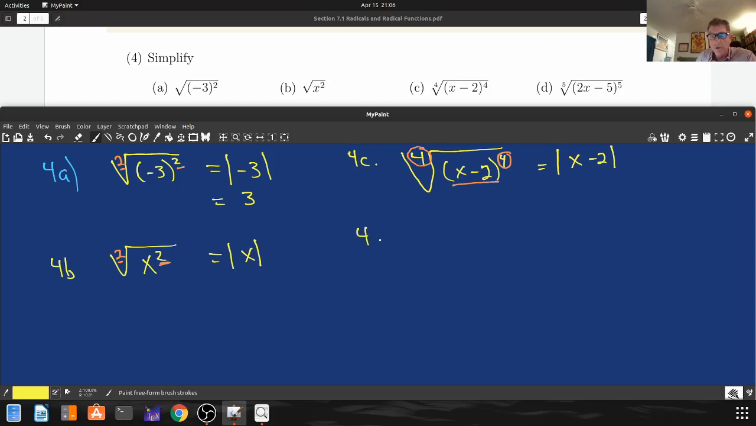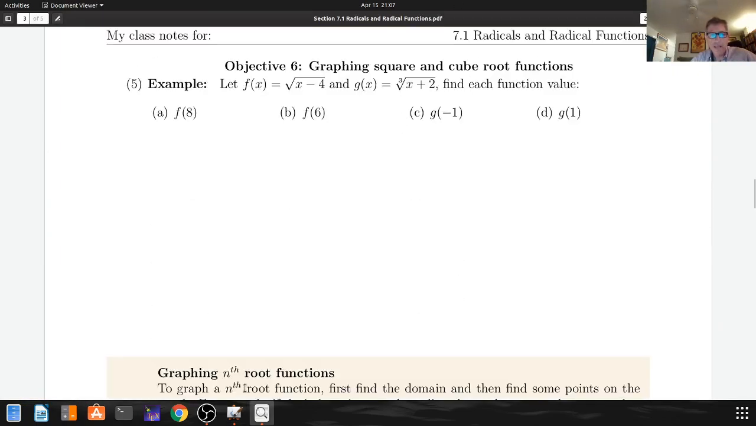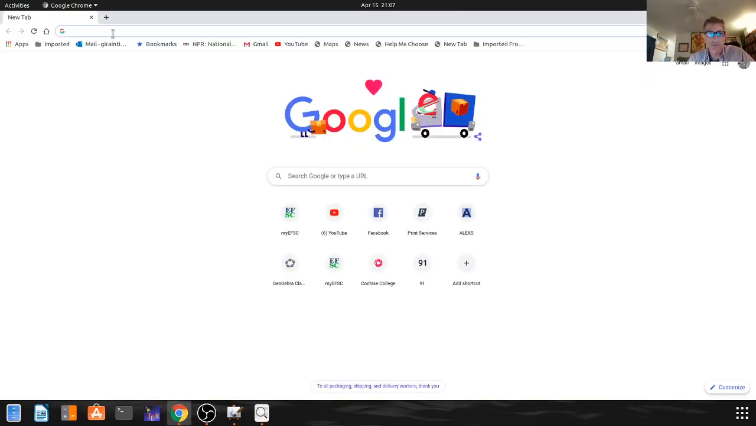Now let's do 4d, and we're going to do the fifth root of 2x minus 5 raised to the fifth. Again, notice the index value and the exponent on the radicand are the same, but since the index is odd, I don't have to take the absolute value. It's just simply 2x minus 5. Let me go up and I'm going to grab GeoGebra really fast.